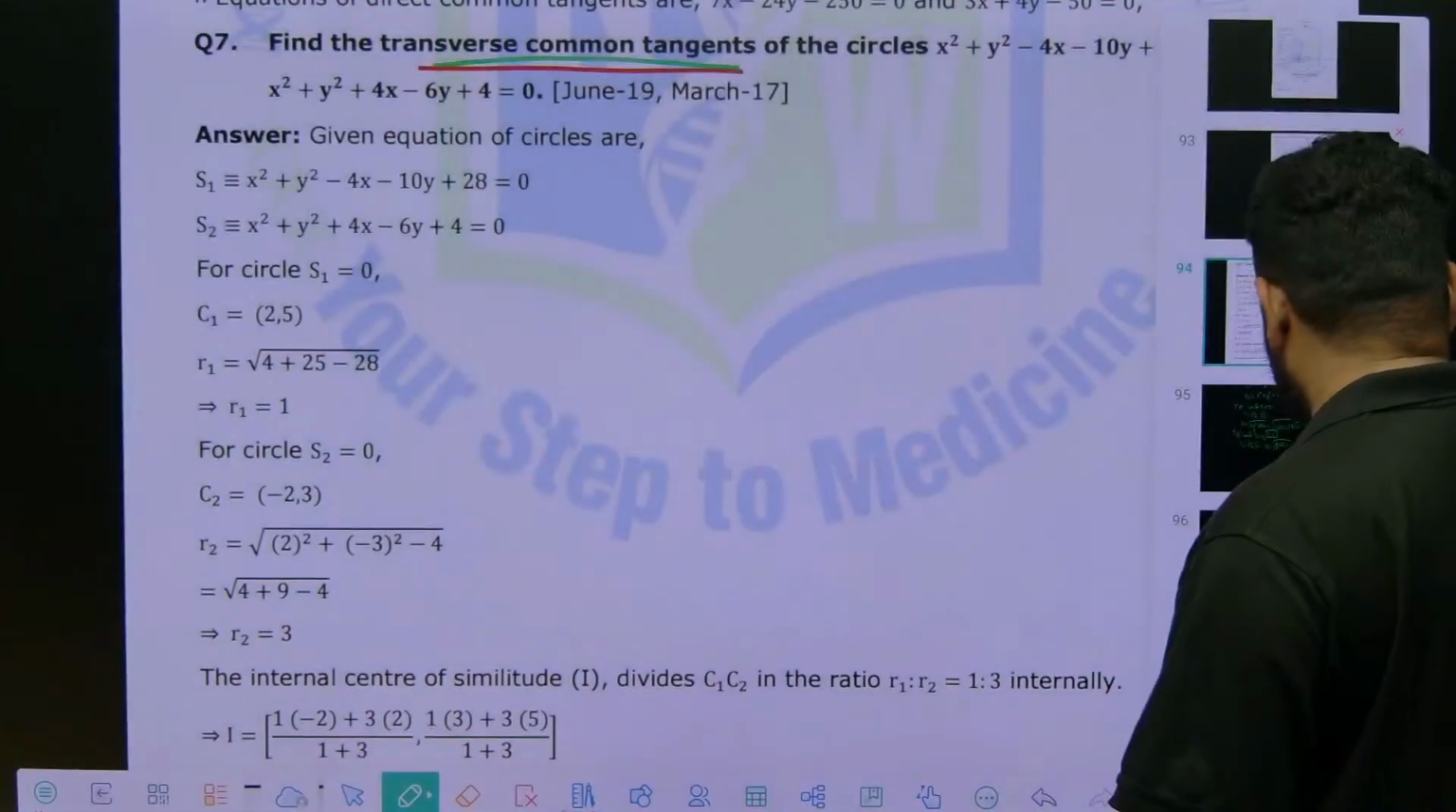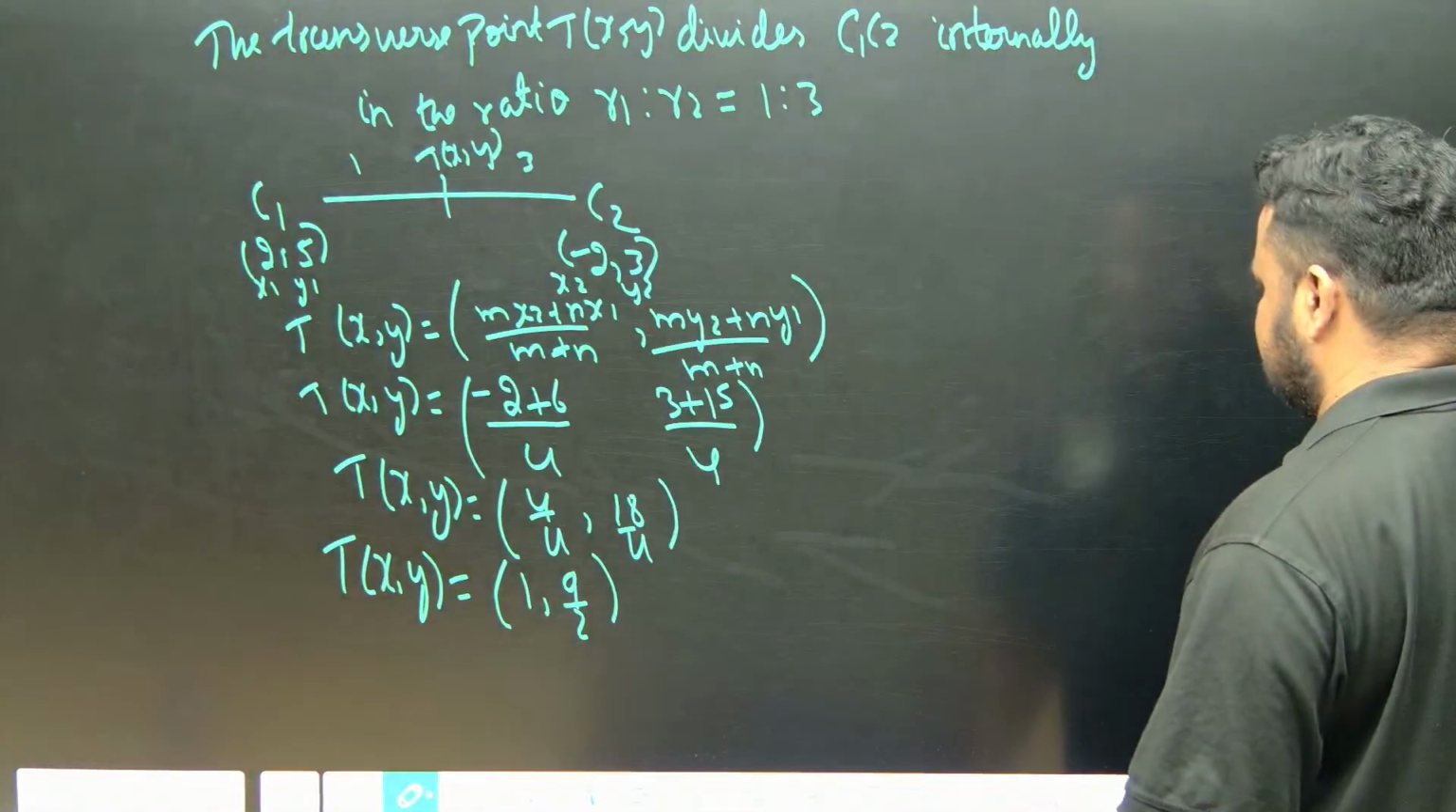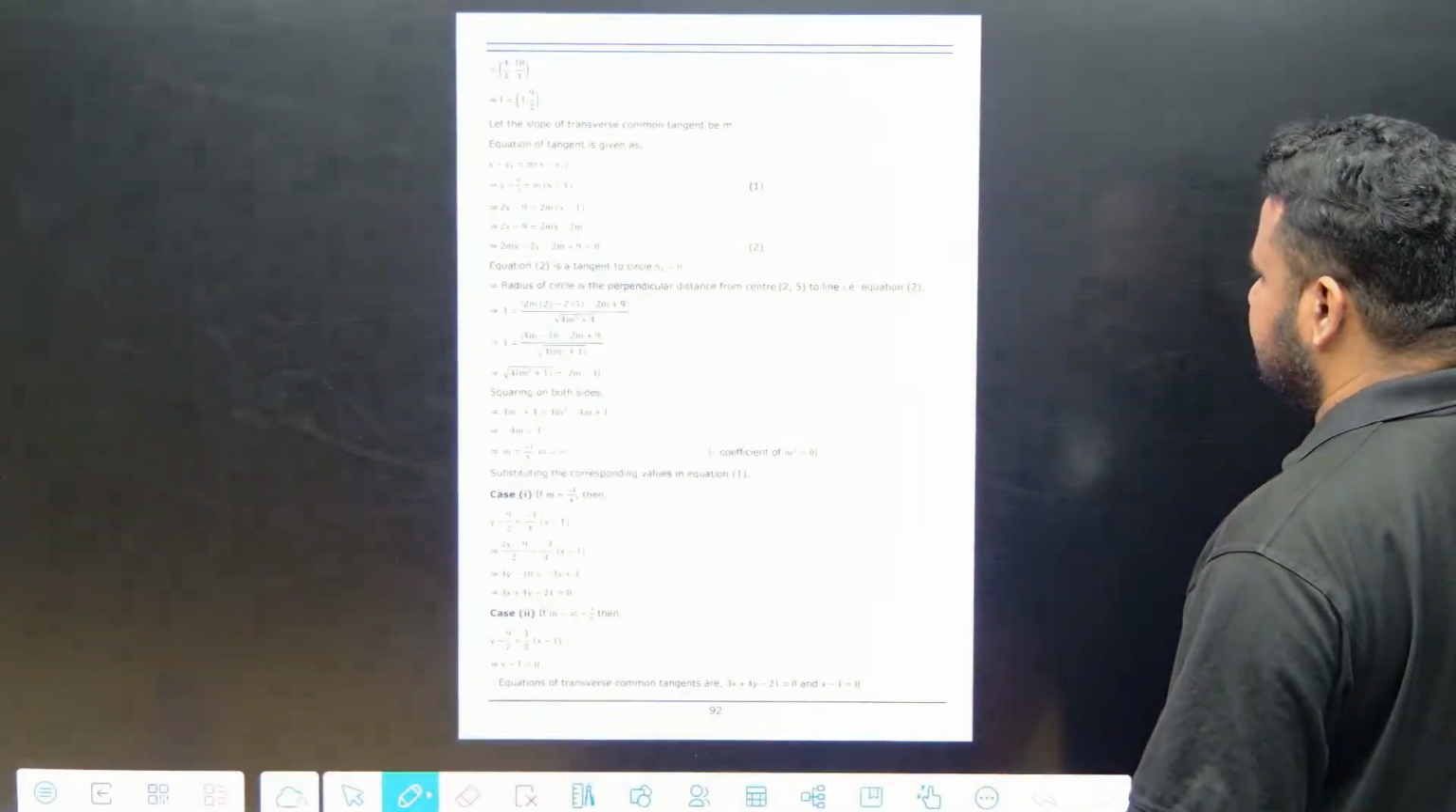This is what we got, this is the required equation of the transverse common tangent. That's it, friends. Here we have done it in a different way, but in the booklet we are having it in a different way. We can do either way, it is completely correct, it is valid. Let us go to the next question, friends.